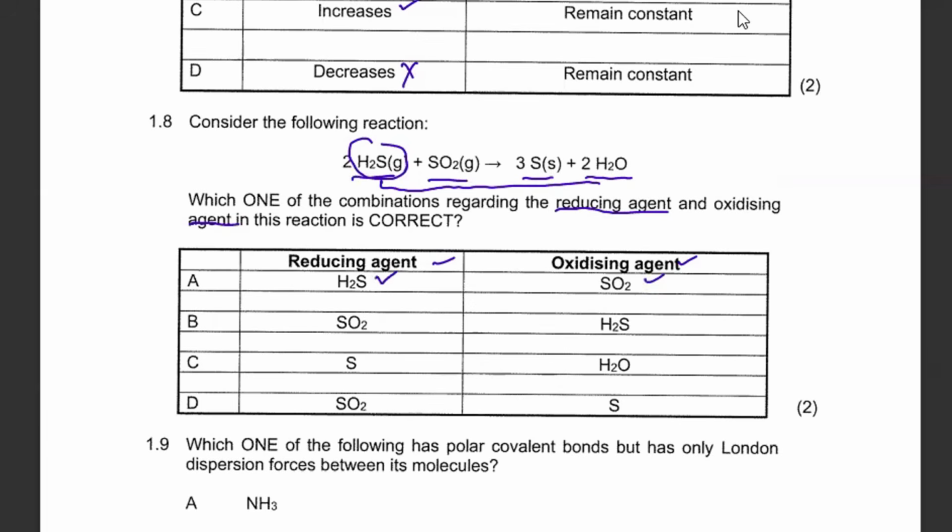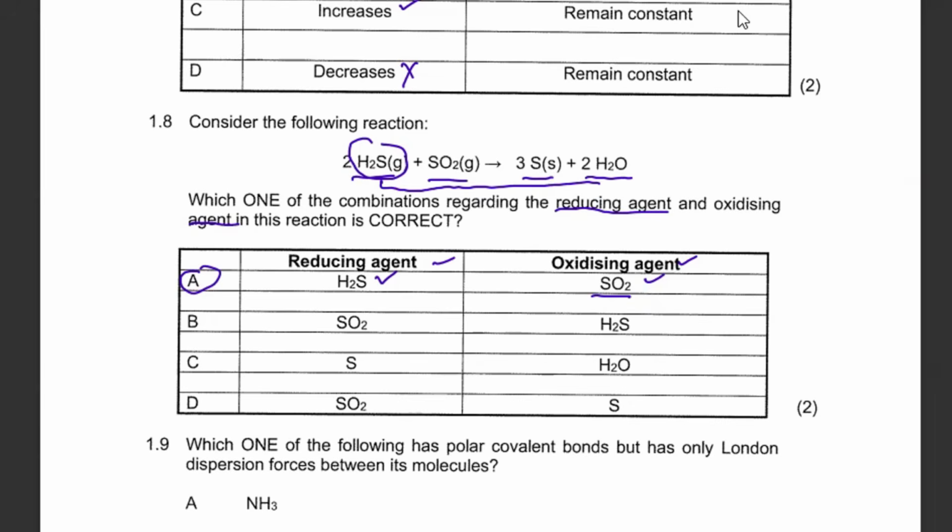It's actually going to be the agent. For it to be called an agent is because it facilitates this other atom, this other compound, to be oxidized. Without this one, we cannot have SO2 being reduced. So an agent is something that actually facilitates the process, right? So this is a reducing agent because it facilitates the process. So H2S and SO2 become our reducing agent as well as our oxidizing agent respectively. H2S is the reducing agent, while SO2 is the oxidizing agent.